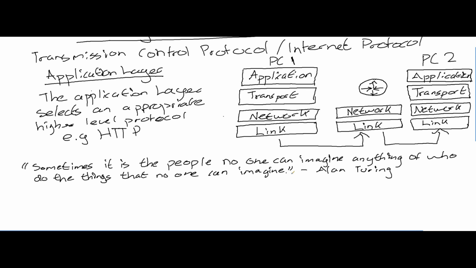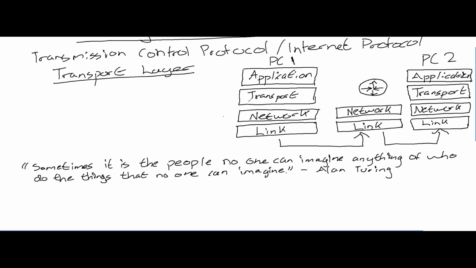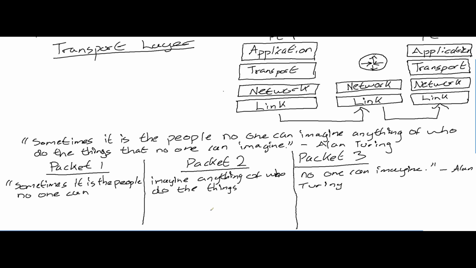Now we're going to look at the transport layer. Okay, so we're looking at the transport layer now. We've done the application layer, we've selected our protocol that we're going to use. We're going to use HTTP as our higher level protocol, and the transport layer, now we've come down to it, does a number of really important things. The first thing it does is that it splits the data into packets, which are manageable to send over the internet. So I'm now going to split our Alan Turing quote into packets. Okay, so I've split the text in our Alan Turing quote into packets.